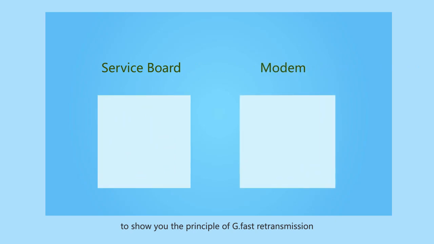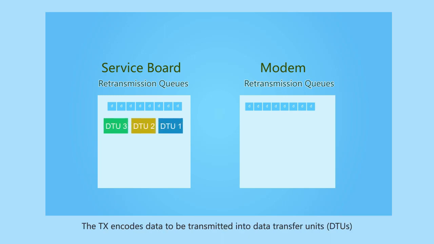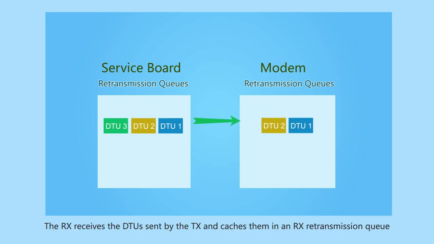Here, we take the downstream direction as an example to show you the principle of G.fast retransmission, contrasting with that in the upstream direction. As shown in the figure, both the transmitter and receiver provide retransmission queues. The transmitter encodes data to be transmitted into data transfer units. After transmission, the DTUs are cached in the transmitter retransmission queue. The receiver receives the DTUs sent by the transmitter and caches them in a receiver retransmission queue.